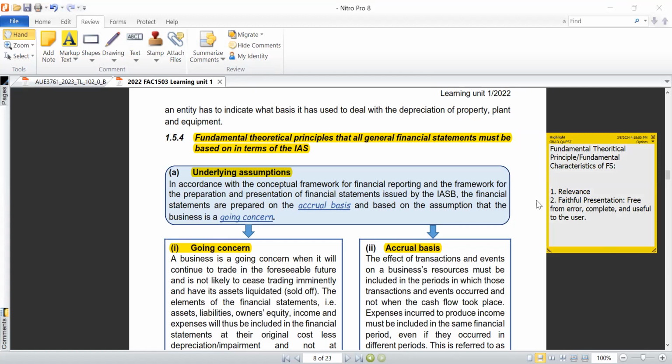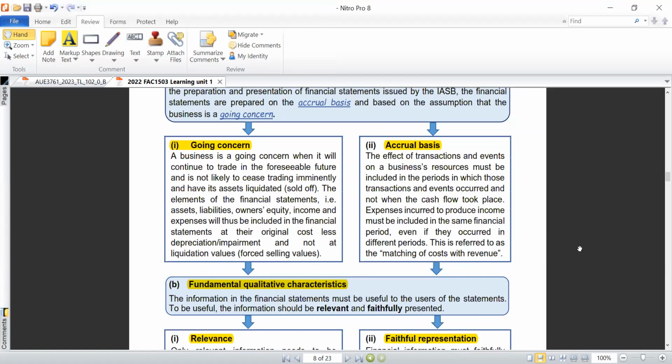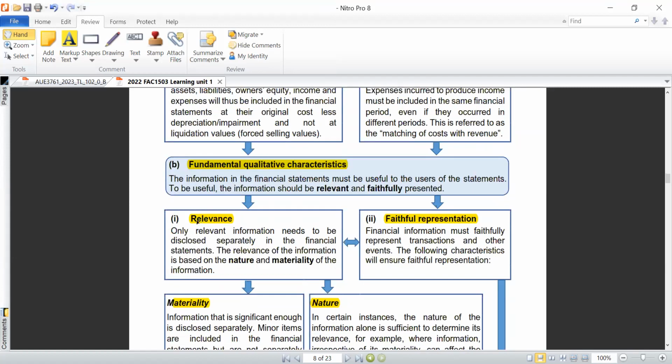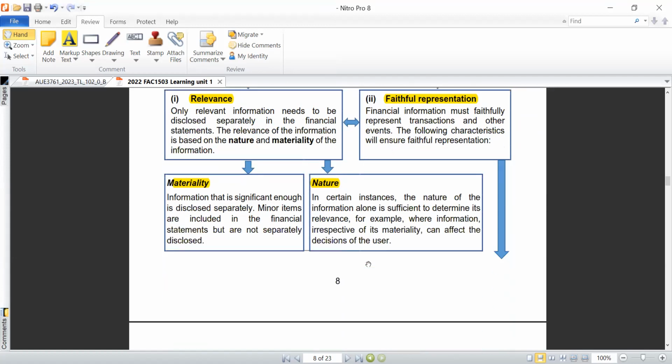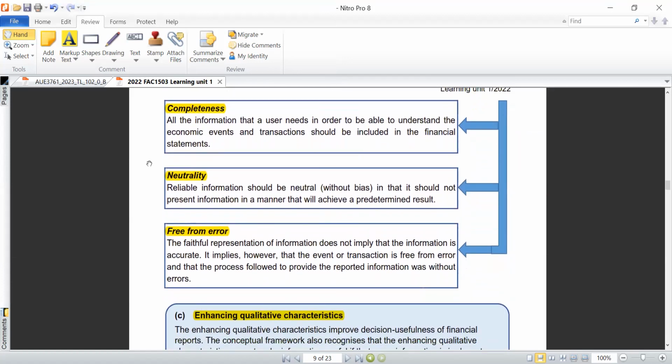Very important to remember about faithful presentation. So today, what I'll begin to explain to you, I've already explained those things, relevancy and faithful presentation, so I'm not going to repeat all of that. The other ones that you see here: the information should be complete, useful to the user, or it should have some degree of neutrality, meaning it has been presented without any conflict of interest or bias, and then free from error. So that was faithful presentation.